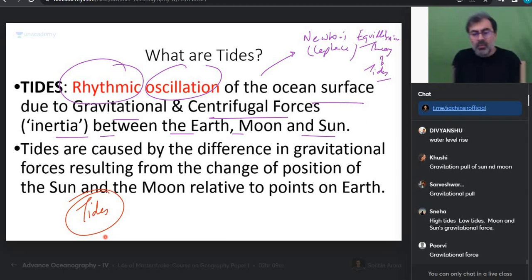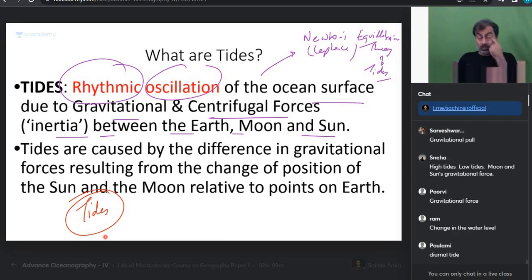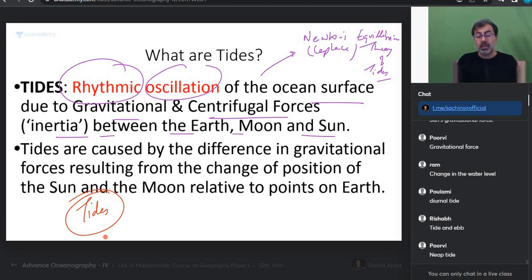High tide, low tide, moon tide, gravitational pull, okay, water level, gravitational force, what else? Have you read anything else? Change in water level. Think about it, prelims, mains, PYQ, anything you heard of. Terms, very important. Diurnal tide, okay, diurnal. Tide and ebb? No, it's not tide and ebb, Rishabh. Flood and ebb tide. Flood tide and ebb tide. Neap tide. Spring and neap tide, okay.